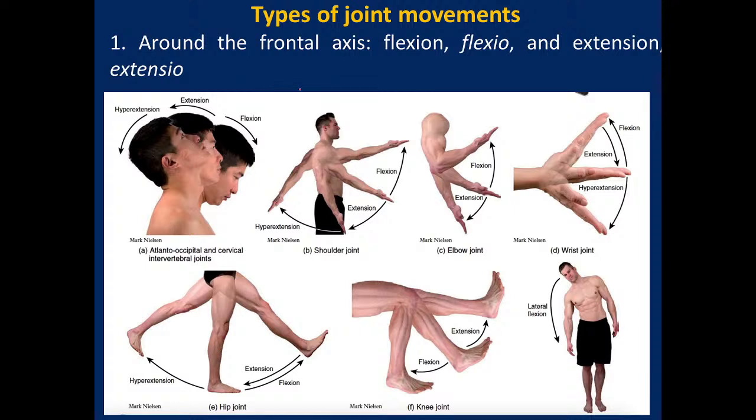A couple of words about movement. Around the frontal axis, there are two kinds of movements: flexion and extension, in Latin flexor and extensor. Here is a flexion of the shoulder. Here is a flexion of the antebrachium, and this is a flexion of the hand.